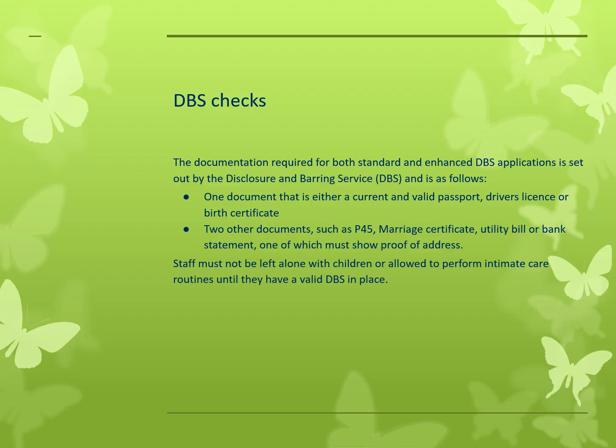DBS checks. The documentation required for both standard and enhanced DBS applications is set out by the Disclosure and Barring Service and is as follows. One document that is either a current and valid passport, driver's licence or birth certificate, and two other documents such as a P45, marriage certificate, utility bill or bank statement, one of which must show proof of address. Staff must not be left alone with children or allowed to perform intimate care routines until they have a valid DBS in place.